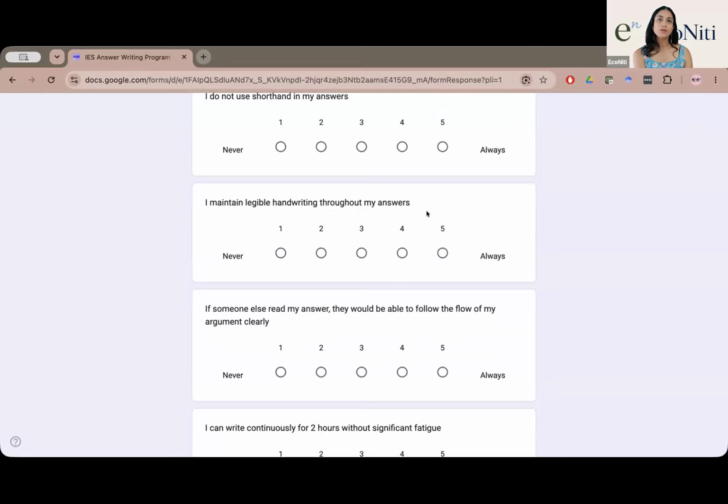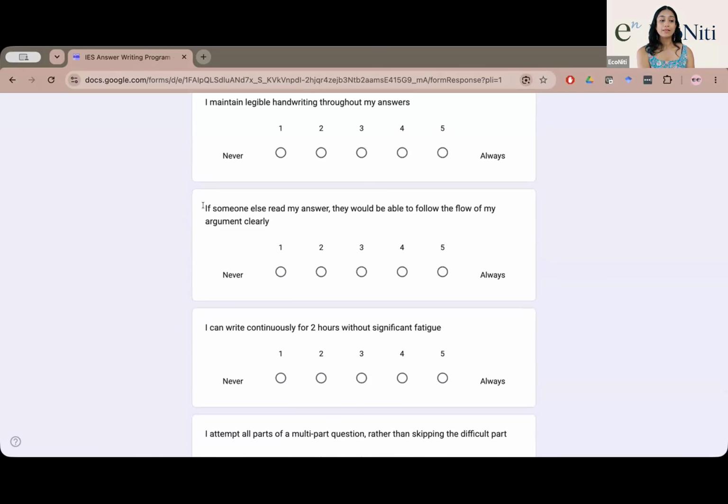रिमेंबर, जब अचानक से 2 घंटा बैठ के लिखने लग जाओगे तो राइटिंग तो गटर में चली ही जाएगी ना. कब नहीं जाएगी? जब तुम प्रैक्टिस करोगे. When you practice writing for long hours, for the entire 2 hours, 3 hours, then you will maintain the legibility of your handwriting. All right.